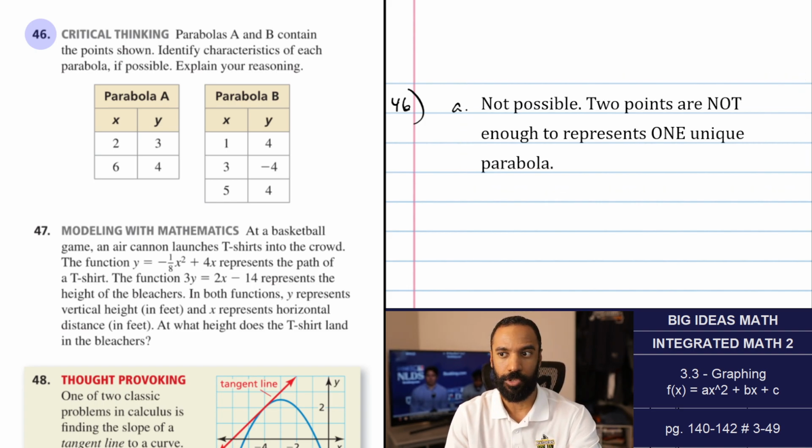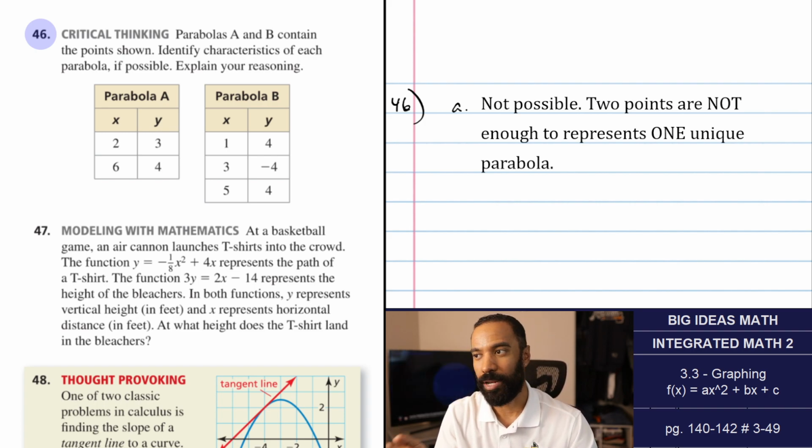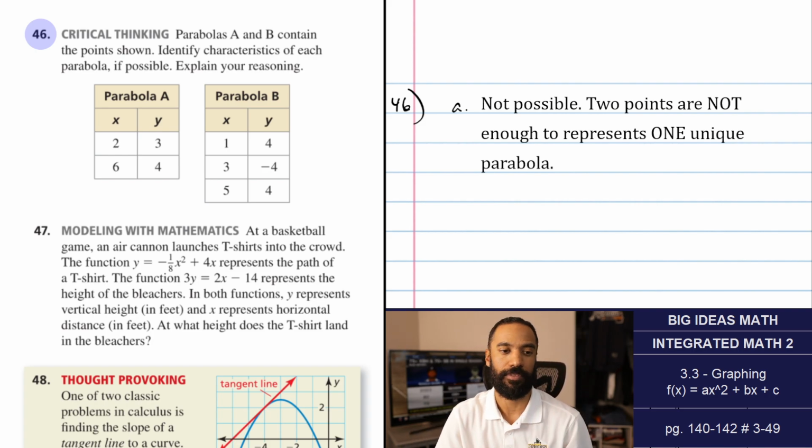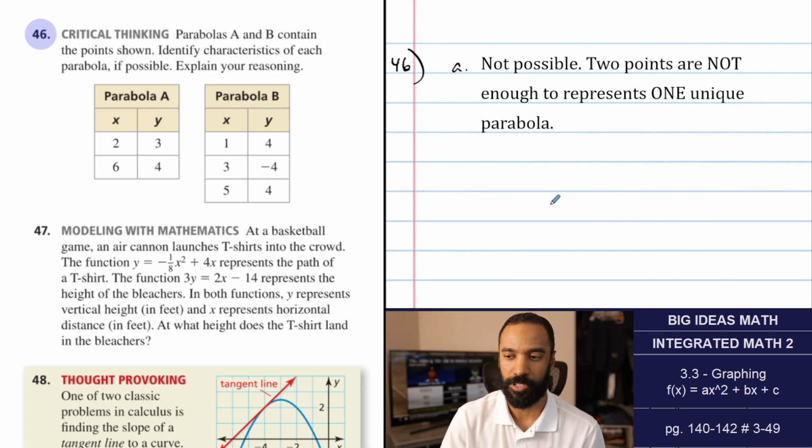This just is enough. You can make any parabola in the world, not any one, they have to pass through these 2 points. But I can make upside down parabolas, right side up parabolas. They can be wide, they can be narrow, they can be a bunch of different things. We don't even know the y-intercept on that one. So that's a not possible to do specific characteristics. I don't even know if it faces up or down.